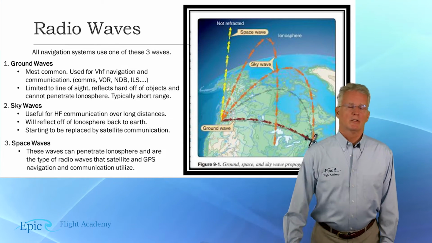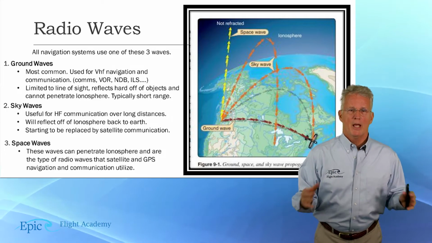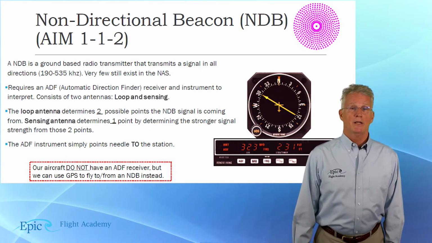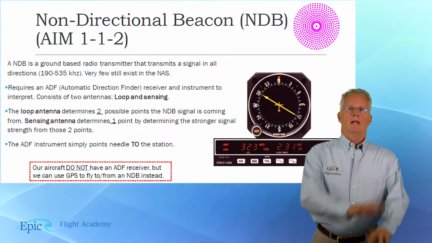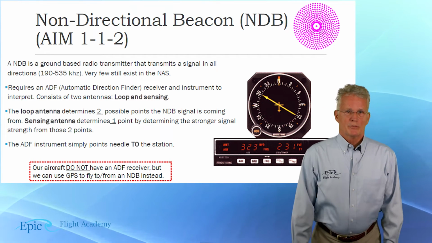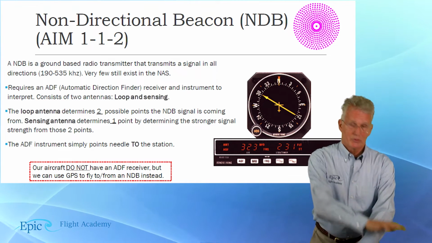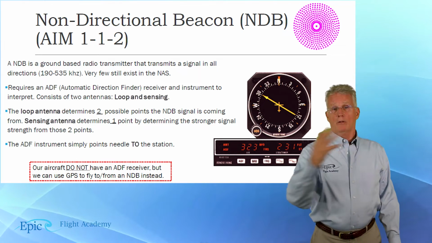So let's take a look at some of our radio navigation tools. And we're going to start with the NDB, otherwise known as the non-directional beacon. And it's called a non-directional beacon because it's a ground-based transmitter that radiates a signal in all directions. No particular direction, all directions.